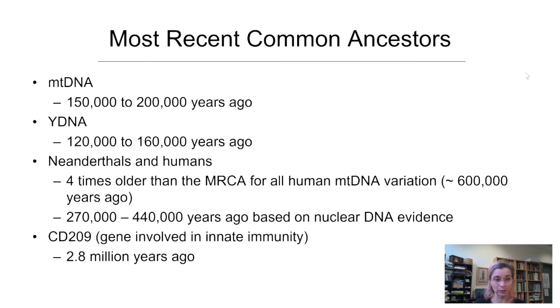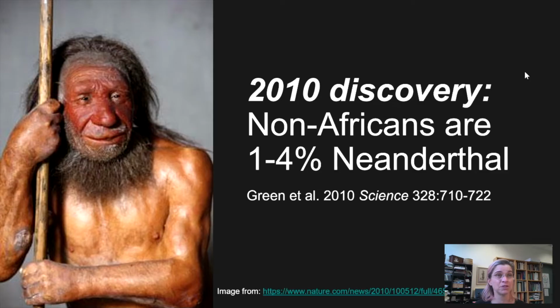And for example, draw your attention to CD209. This is a gene that's involved in innate immunity, and of all the variation that we see in humans today, that most recent common ancestor is 2.8 million years ago. So it doesn't have to be even a modern human. It can go way back in time. But all of them will have a most recent common ancestor, and there is no reason to expect them to all be at the same time. In fact, they shouldn't be.